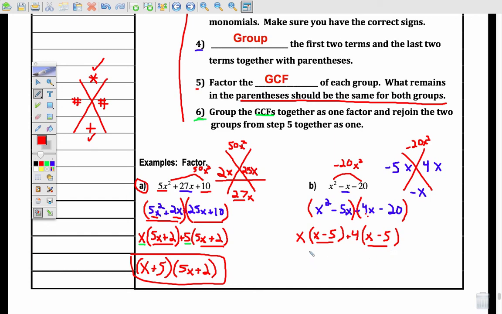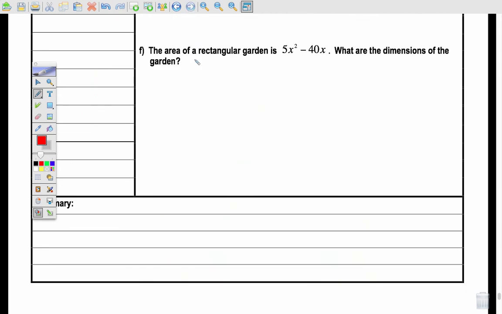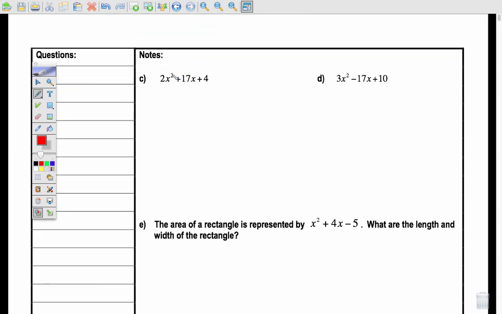Notice x minus 5, x minus 5. I know I'm doing it right. The final answer is going to be x plus 4, put in parentheses, times x minus 5. Got our correct answer using the same steps. All right, let's do a couple more, and then we'll finish the rest tomorrow in class.